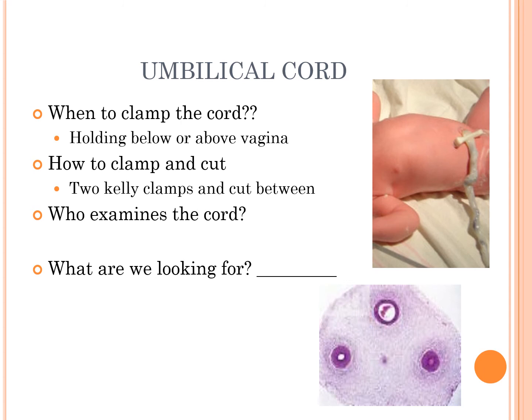We should have 2 arteries and 1 vein, because the umbilical cord works a little backwards from our body. The vein actually delivers oxygenated blood to baby, and the arteries take unoxygenated blood from baby back to the placenta to then be oxygenated from mom's blood. So it's a little bit backwards. So think AVA: artery, vein, artery, okay?